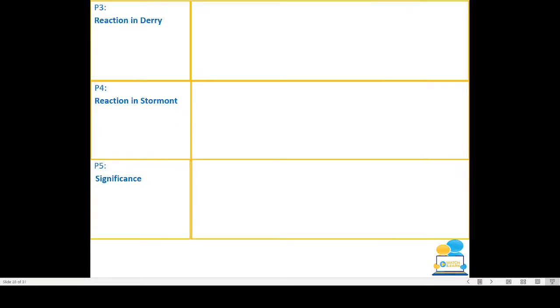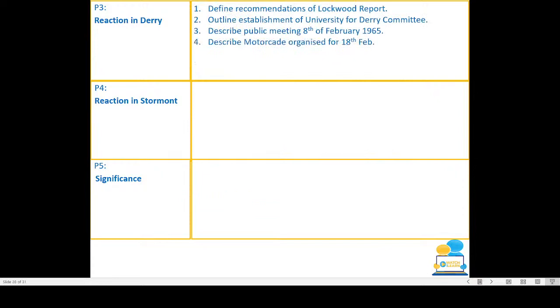Paragraph 3, we'll look at the reaction to the Lockwood report in Derry. There's loads going on here, so we'll quickly, and I say quickly, define the recommendations of the Lockwood report. One sentence, outline the establishment of the University for Derry Committee, John Hume's role in that, how there was cooperation between nationalist and Protestant communities in Derry. We see three Catholics and three Protestants form this committee with the support of the Unionist Mayor of Derry. We'll describe the public meeting of the 8th of February 1965, 1,500 people outside Guildhall in Derry, how that shows the strength and unity of both communities fighting to get this third level institute in Derry.